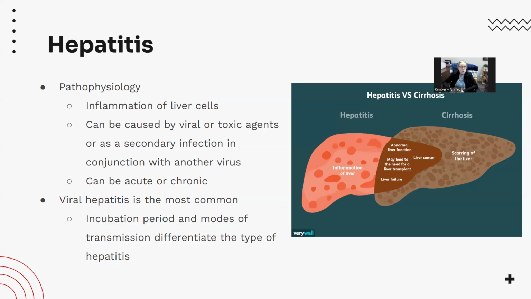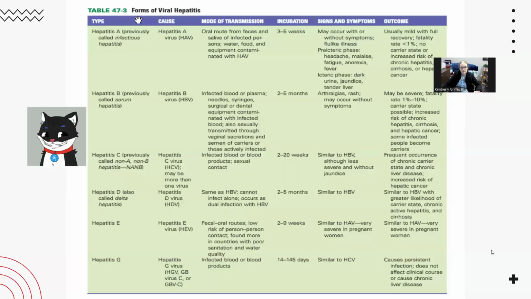Hepatitis can be acute or chronic. It can be caused by a secondary infection with another virus. Viral hepatitis is the most common, and the incubation period and modes of transmission are different depending on the different types of hepatitis, which we'll talk about shortly. So this chart, I cannot stress enough, is going to be very important to know because you're going to need the modes of transmission for each one for your test.